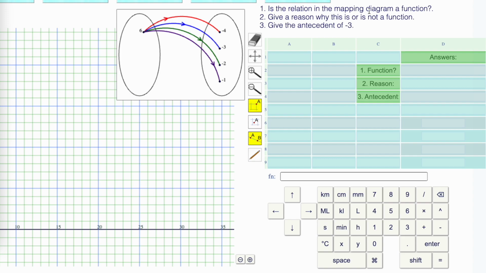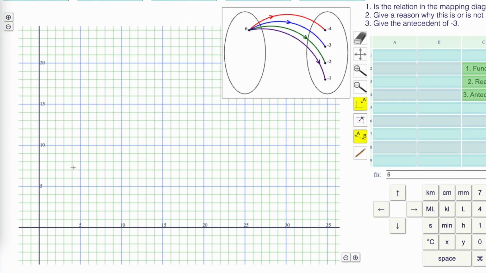Is the relation in the mapping a function or not? This is not a function because it's 1 to many. The antecedent of negative 3 is what comes before negative 3, which is 6. You can graph these things if you like.